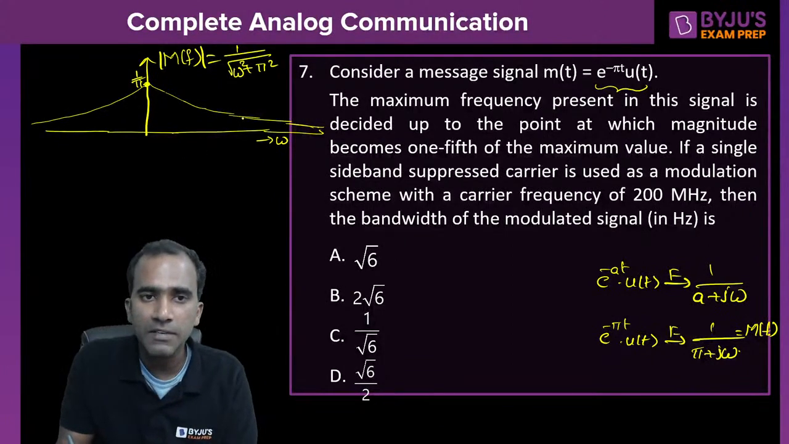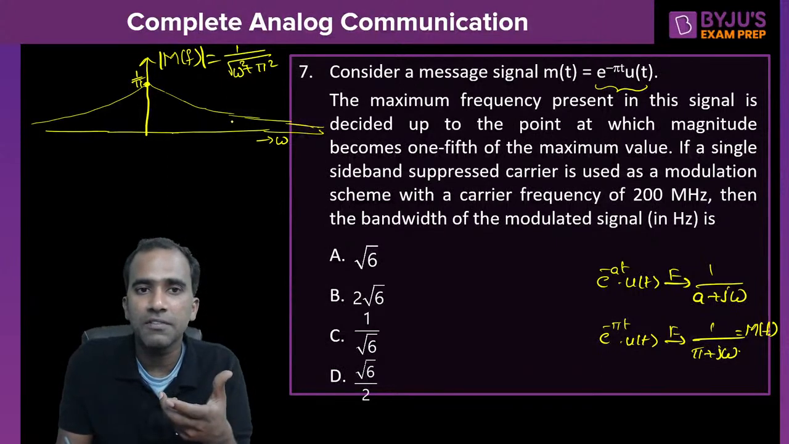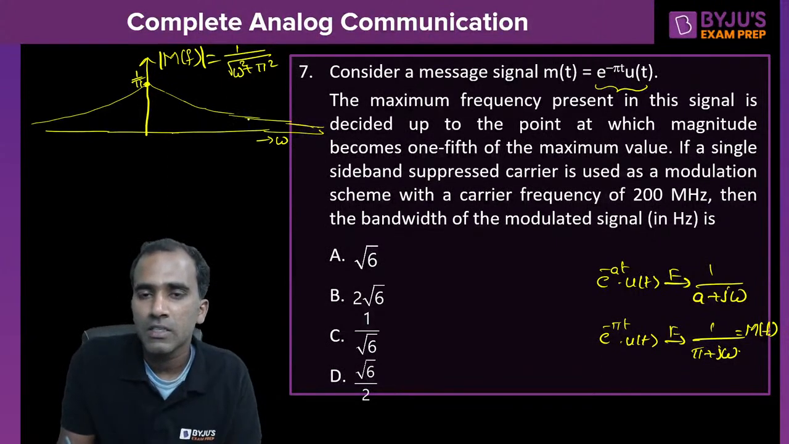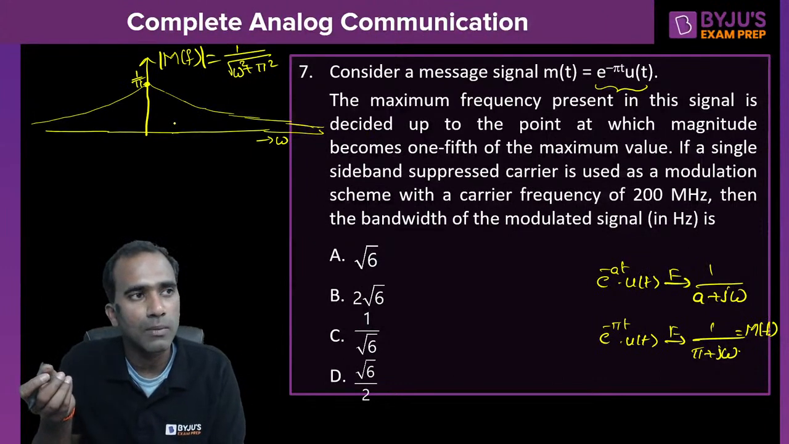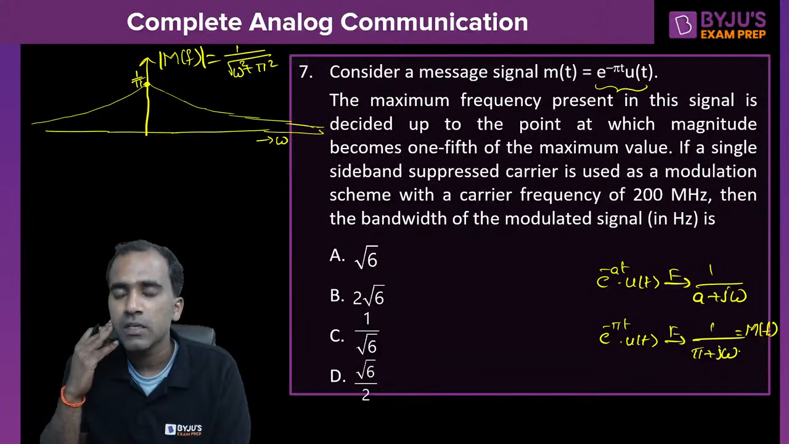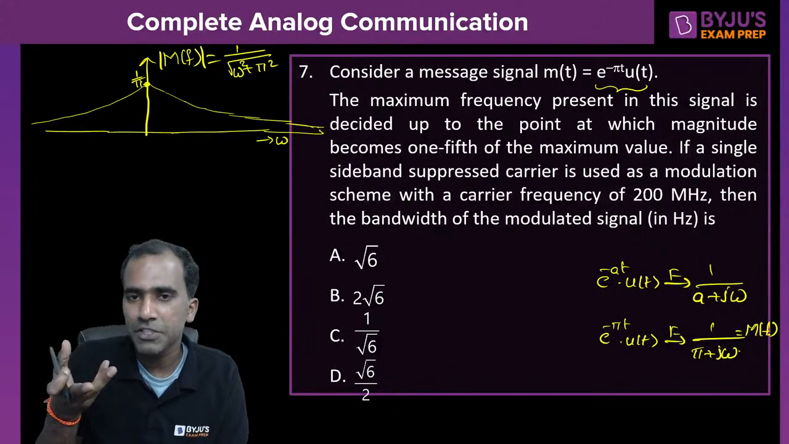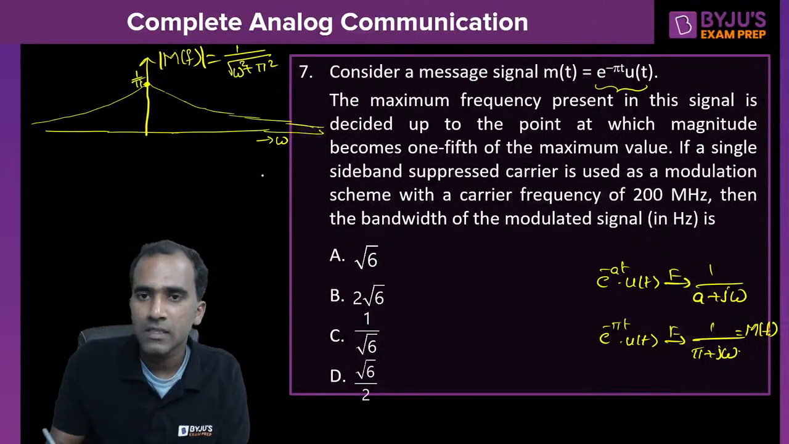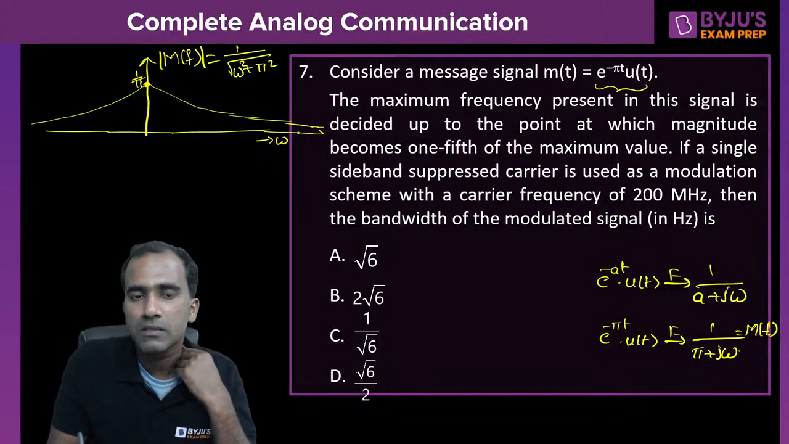For what range is it significant? Significant means according to our definition. How much we treat as significant is our definition, right? That's why there are multiple bandwidth definitions in engineering. We have 3 dB bandwidth, 6 dB bandwidth. A lot of bandwidth definitions are defined for practical signals because many signals have infinite bandwidths.